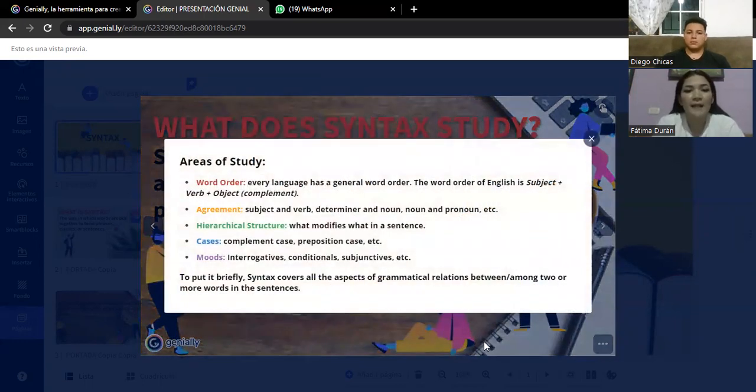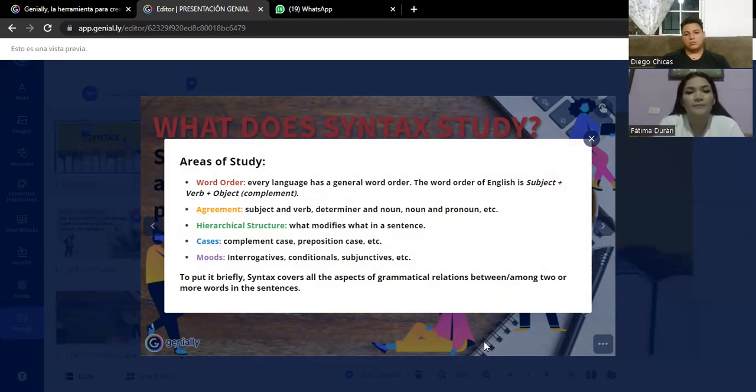Areas of study. Firstly, we have word order. All languages have a general word order. In the case of English, the word order is subject plus verb plus object complement. Agreement. This can be the combination of subject and verb, determiner and noun, noun and pronoun, etc.